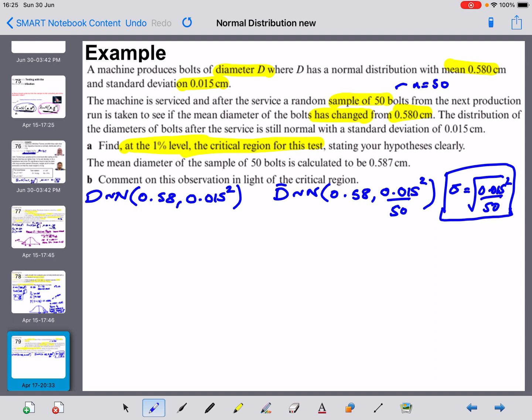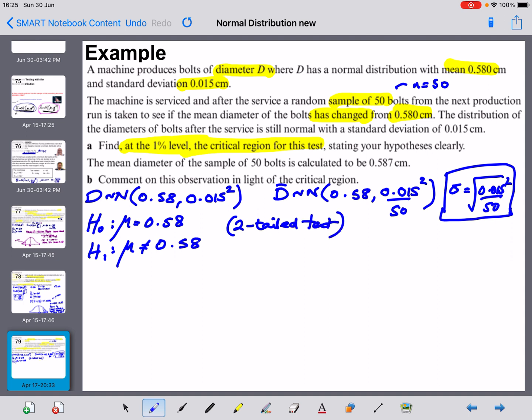Now we need some hypotheses. So H0: mu is 0.58. Now this time it just says see if the mean diameter of the bolts has changed. So it doesn't say in which direction, which means we've got not equal to, which means we are doing a two-tailed test. Now all that's going to be different here is if we're doing a two-tailed test, then we need to halve the significance level. So instead of using 1%, we're going to be using 0.5%.